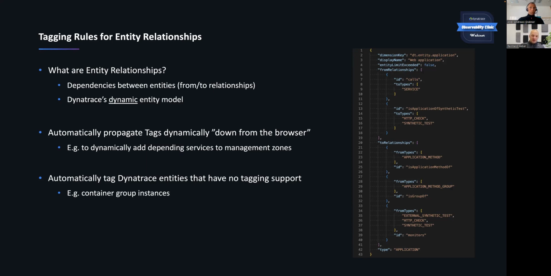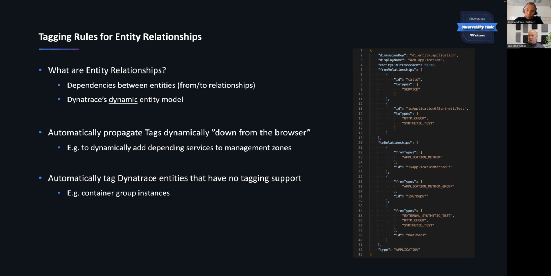And I receive questions like, I want to see in one view, in one management zone, for example, all the entities, all the services, all the infrastructure, all the Kubernetes clusters or namespaces that are contributing to my web application, right? Mm-hmm. So basically tagging dynamically down from the browser to services, and using that for alerting, adding to management zones, and so on, right? And then there's also the case, which Dynatrace has improved a little bit, to tag entities that have no tagging support, right?